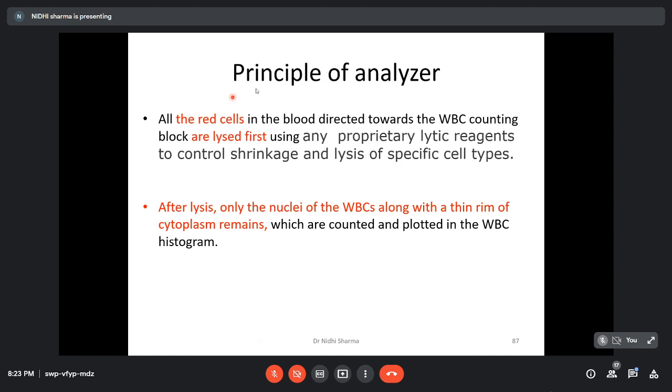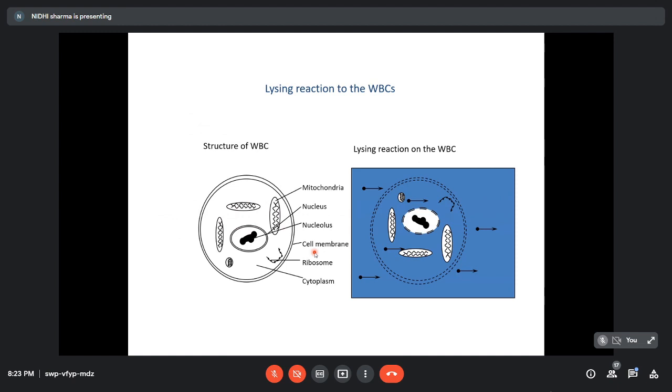But then because you have used a lytic reagent, something which has harmed the cells, even the WBC outer wall is lysed, and what is left is only a thin ring of cytoplasm. Therefore what WBCs you see in your peripheral smear is not what the analyzer sees, because now you have altered its structure. So if the normal WBC was like this, now the analyzer has used a lysing reagent to basically kill the RBCs, but that has also had its effect on the WBC. And therefore only a thin rim of cytoplasm just remains, and we are going to mostly concentrate on the nucleus.